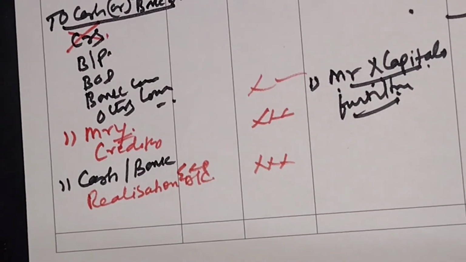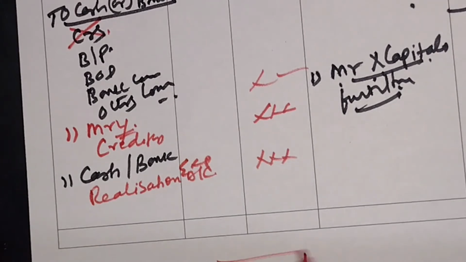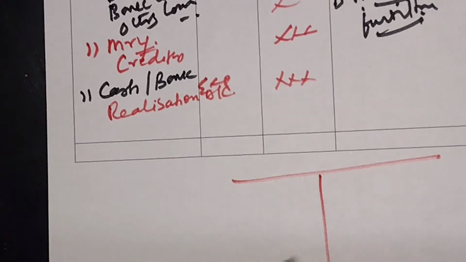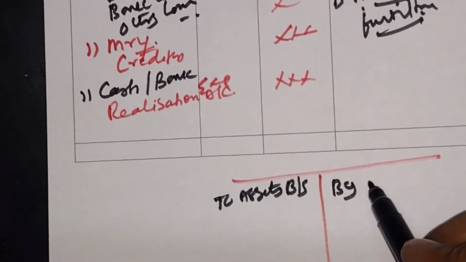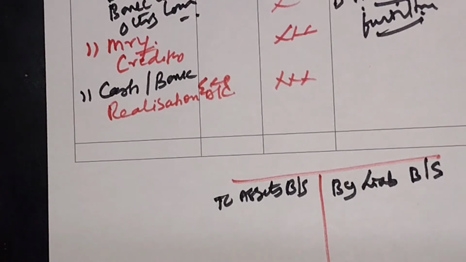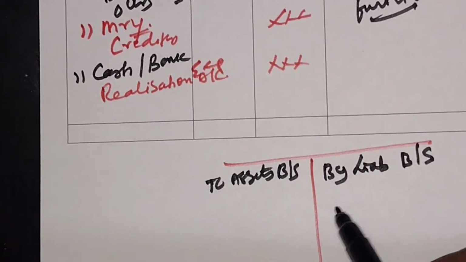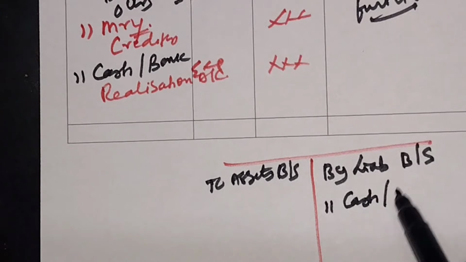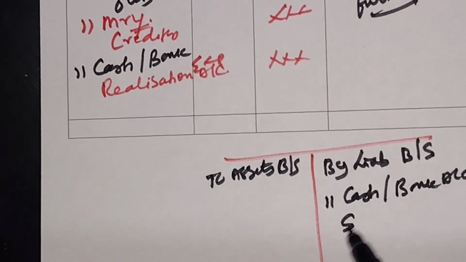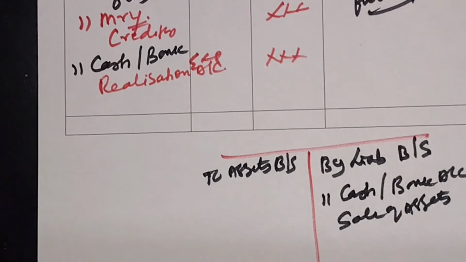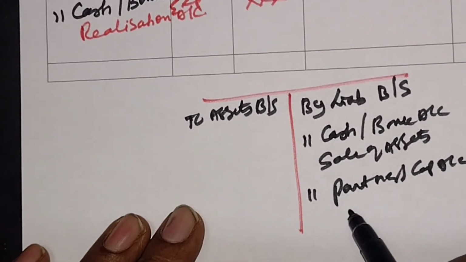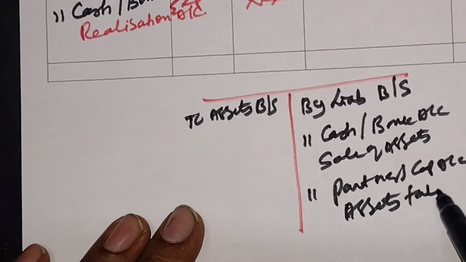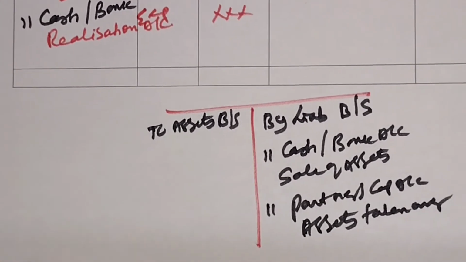Yes, now once again I'll repeat the explanation I gave. In short, I'll show it. You see that debit side is assets from the balance sheet, credit side is liabilities from the balance sheet, that is outsiders' liabilities. And once again in credit side, cash or bank account. What for? Sale of assets. And partners' capital account, concerned partners' capital account. What is that concerned partners' capital account? Assets taken over.